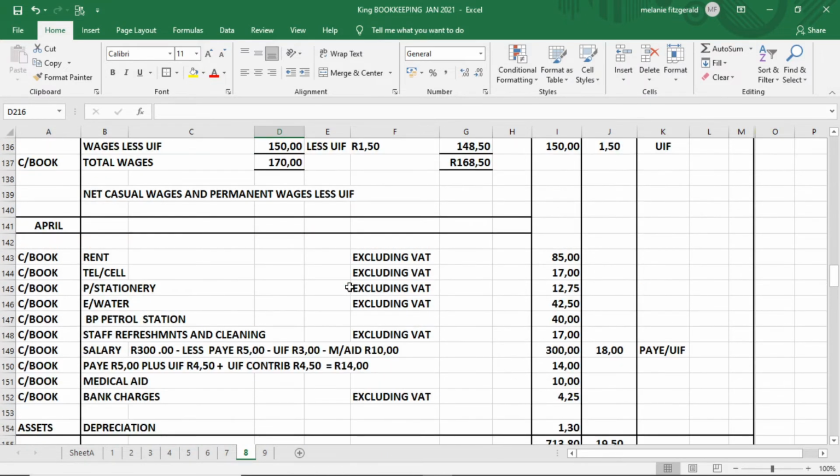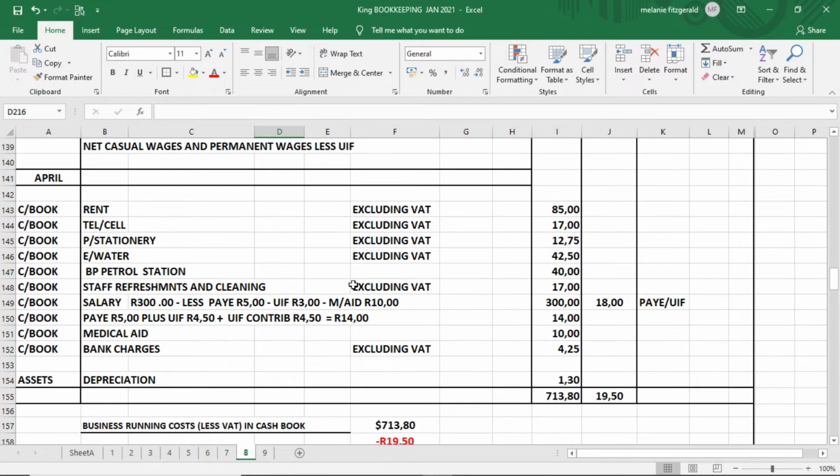Month of April, the running expenses costs. Rent excluding VAT, $85. Cell phone excluding VAT. Stationery excluding VAT. There are the totals. Water and lights excluding VAT. Petrol at $40. Staff refreshments and cleaning excluding VAT. Watch my mouse. Salary. Now this we did in March for the running expenses as well, and I did a whole lesson in lesson 4 teaching you how we work this all out. So go and have a look at those. I'm not going to work it out again here. It's the exact same way we worked it out there, so go watch that lesson.